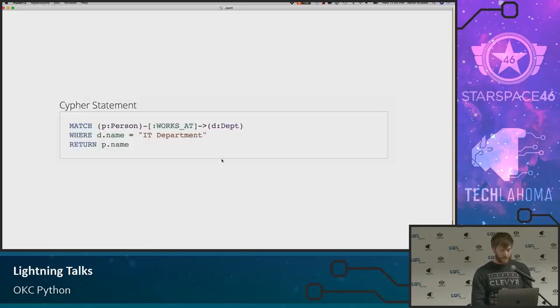Here's what it looks like in Cypher. Not only is it shorter, but it just makes sense. I'm not going to go over the syntax here because I think it's relatively self-explanatory, but we're matching a person here.